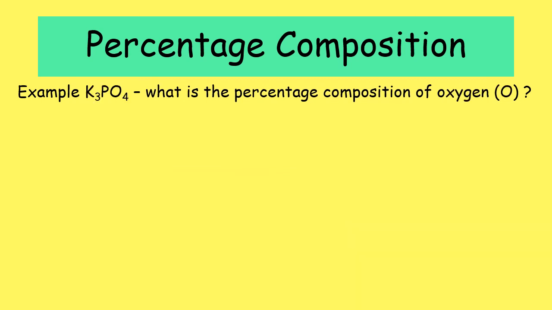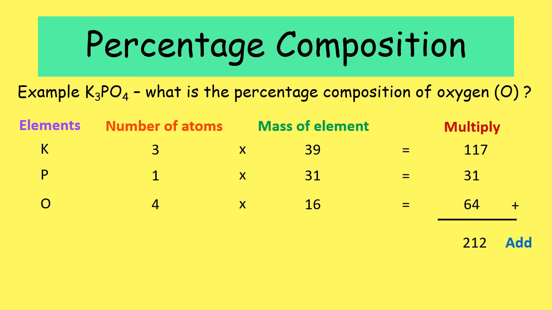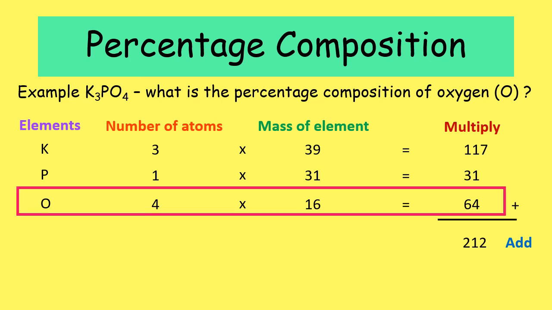So here's another example. We have got potassium phosphate, and we've been asked what is the percentage composition of oxygen. So this time we've got 3 elements. There are 3 potassiums, 1 phosphorus, and 4 oxygens. The masses of each element are 39 for potassium, 31 for phosphorus, and 16 for oxygen. We do our multiplication. We get 117 for potassium, 31 for phosphorus, and 64 for oxygen. When we add them together, we get 212.